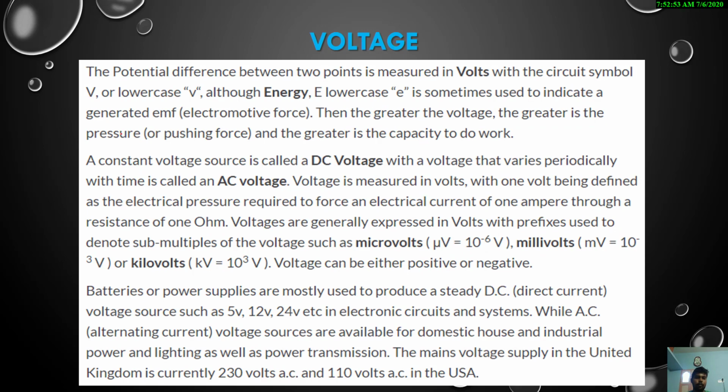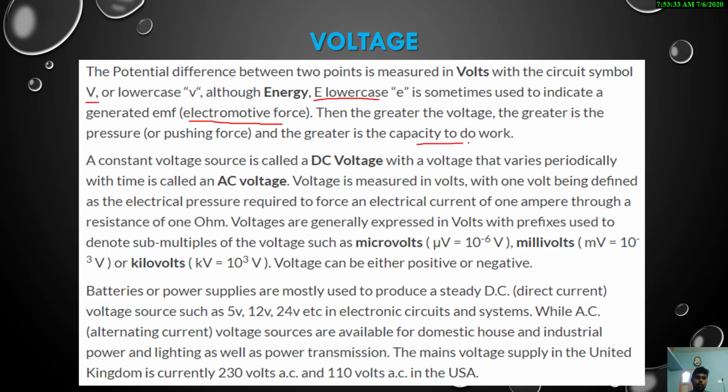We will see in detail what is an electrical voltage. The potential difference between 2 points is measured in volts, with the circuit symbol V, which is denoted by V. Although energy is sometimes denoted by small e or capital E, that is not to be confused with the generated EMF, electromotive force. The greater the voltage, the greater is the pressure or pushing force, and the greater is the capacity to do work.